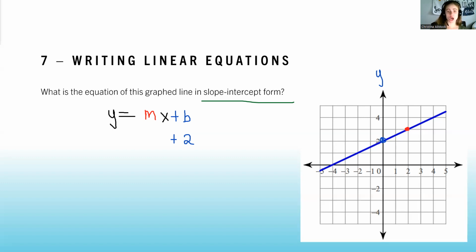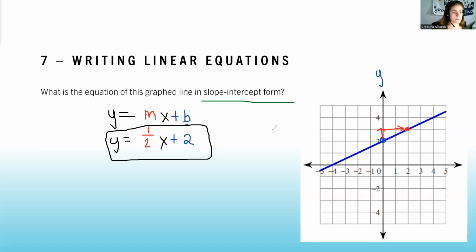Well, let's find our change in y over our change in x, our rise over run, and we go up 1 over 2. So up 1 over 2, meaning we have a slope of 1/2. So when we put that together as our equation in slope-intercept form, our answer is y equals 1/2 x plus 2.